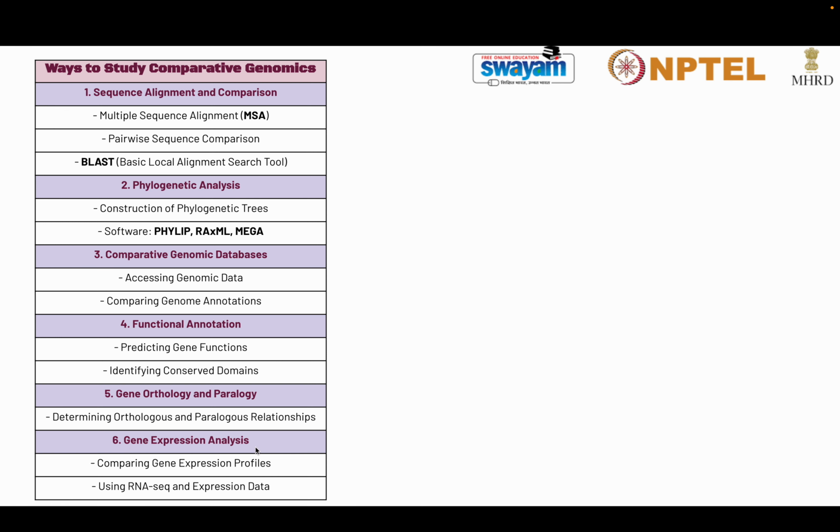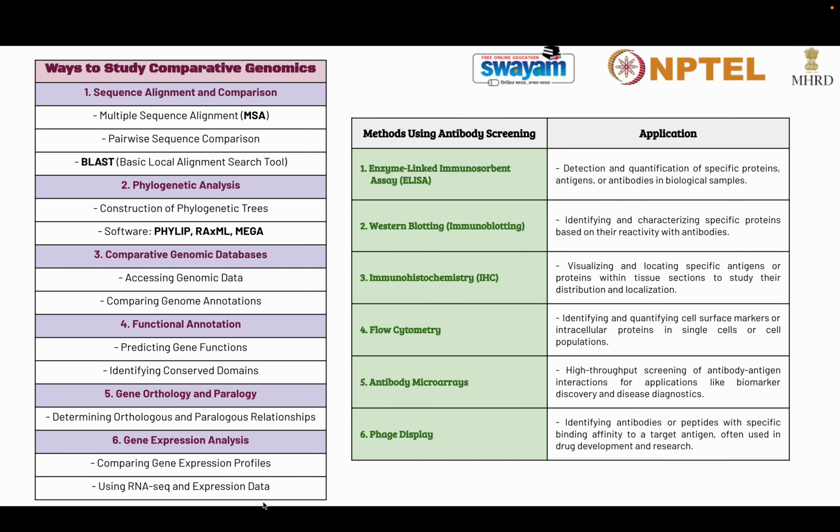Then gene expression analysis: you can analyze the expression of genes in different species. You can compare the gene expression profiles. You can use RNA-seq and expression data to make comparisons. Now let's look at antibody screening. We saw that there was antibody screening, which we do not use for comparative genomics.